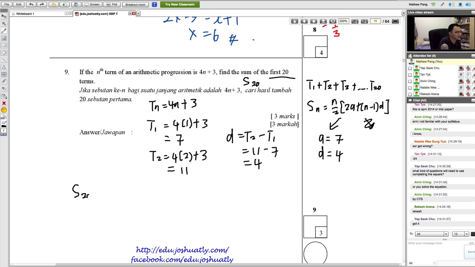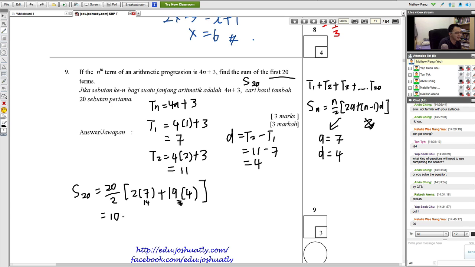Then I will do the sum of 20 terms equals 20 over 2, and then 2a, which is 2 times 7, plus (n is 20 in this case) 20 minus 1 is 19, d is 4. Then you need to solve this. This is 10, and 19 multiplied by 4 is 76. This is 76, this is 14, so you will get 90. So it is 900. Alright, this is how we find the sum of 20 terms. Because in a question like this, you have so little information, you just make sure you find the first two terms by yourself, and then from the first two terms you can get a and d.